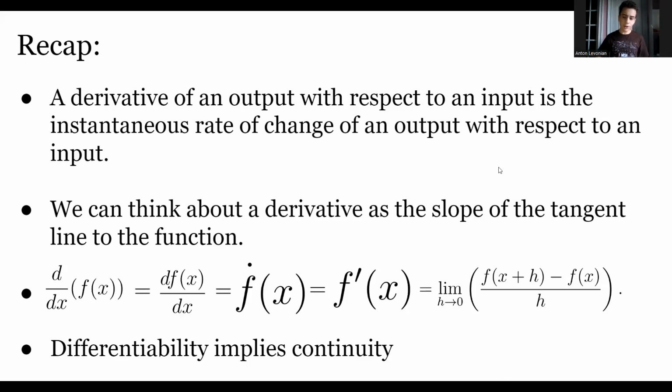So the other fact is that differentiability implies continuity. Once again, a function being continuous does not imply that it's differentiable. We saw it with sharp points. If there's a sharp point, then the function is not differentiable, even though it might be continuous. But if we know that a derivative exists somewhere, then we know that the function is continuous.